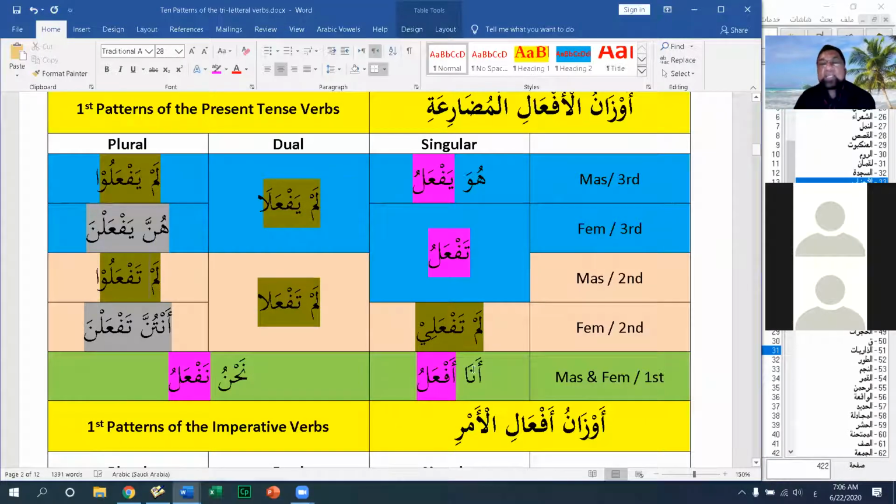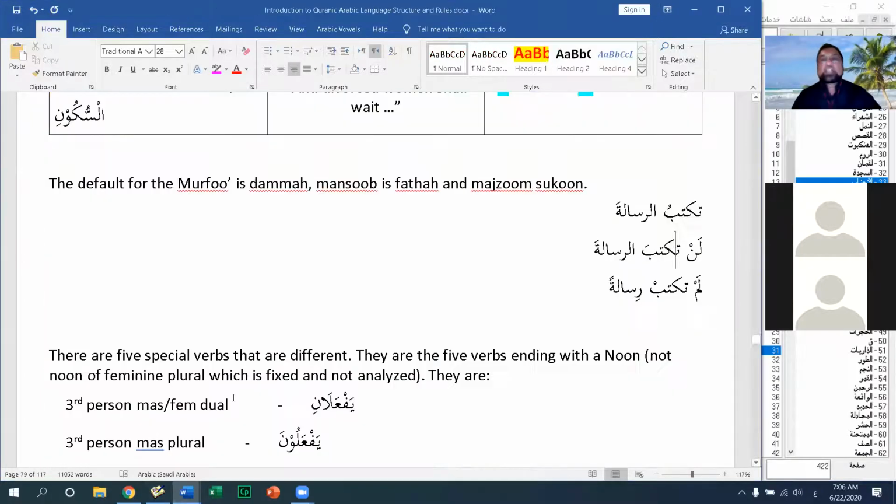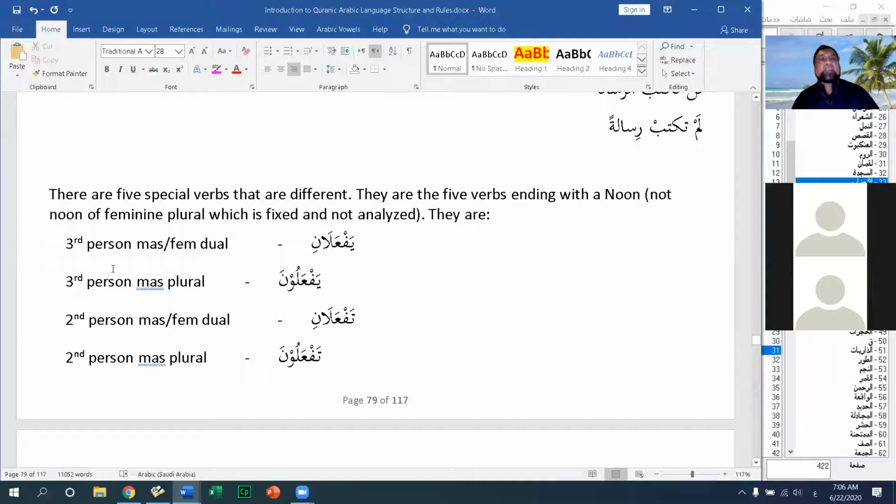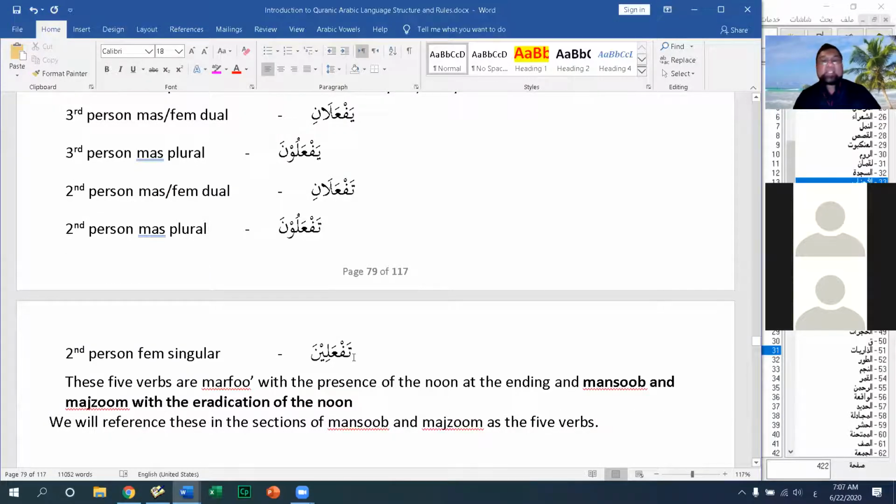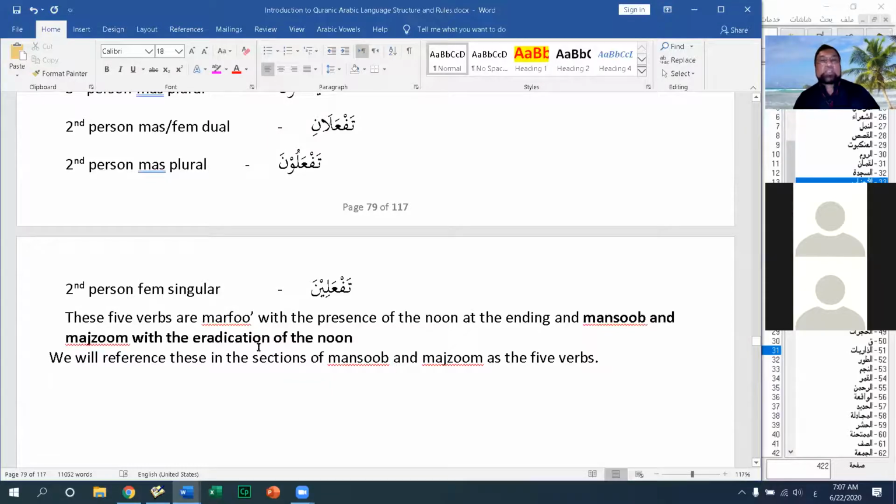Why did I use lan to make it mansub? Because lan, when it's placed in front of the present tense verb, makes it mansub, and lam makes it majzoom. So for both nasb and jazm, these 5 forms of the verb, you eliminate the noon. And that's what I explain here in this chart. I say there are 5 special verbs that are different. These are the 5 verbs ending with a noon, not the noon of feminine plural, which is fixed, that's mabni, and not analyzed, and not mu'raba. They are يفعلان يفعلون تفعلان تفعلون and تفعلين. These 5 forms of the verb become mansub and majzoom with the eradication of the noon.